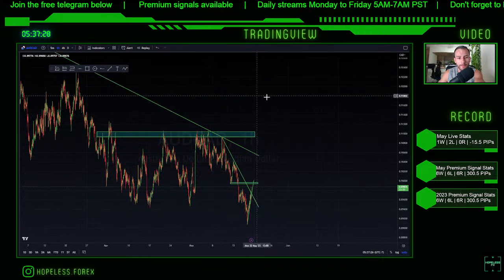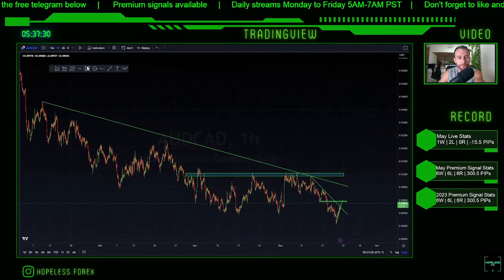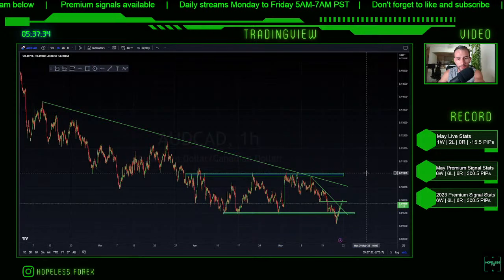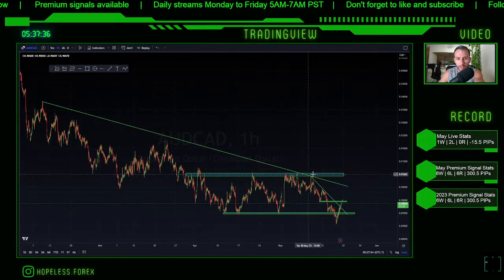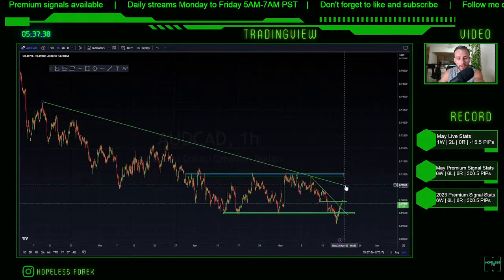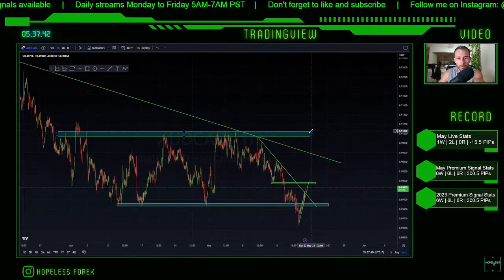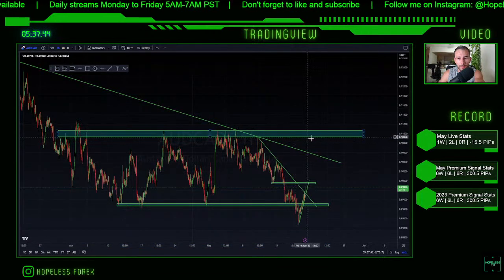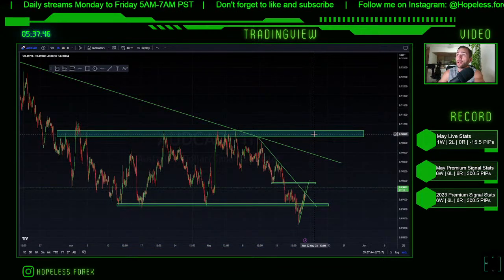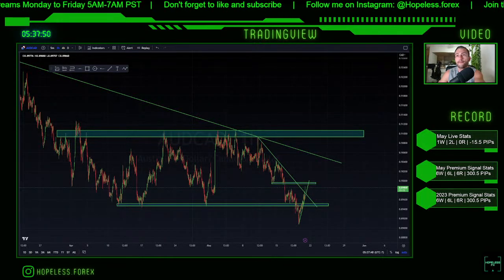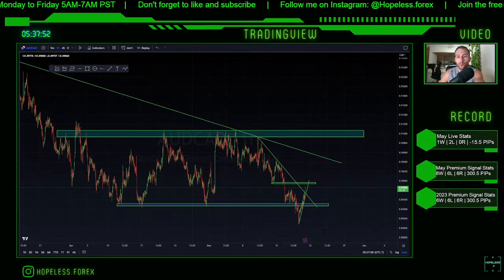On the longer time frame, we have this market structure down here, again this market structure up here, and this longer time frame trend line. Possibly looking for price to come back up here to get into a sell, but that sort of depends on what the price action looks like. Alright, moving right along.